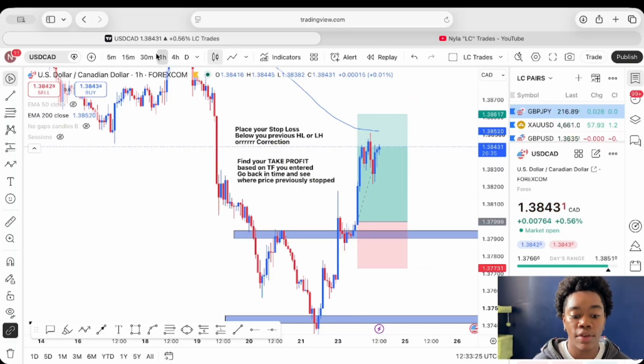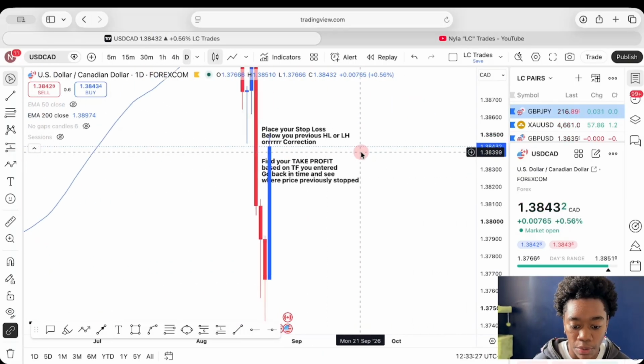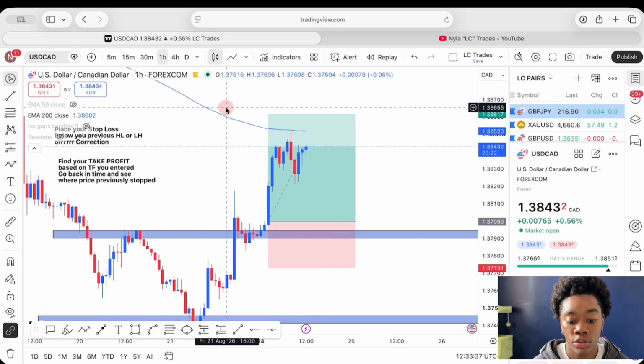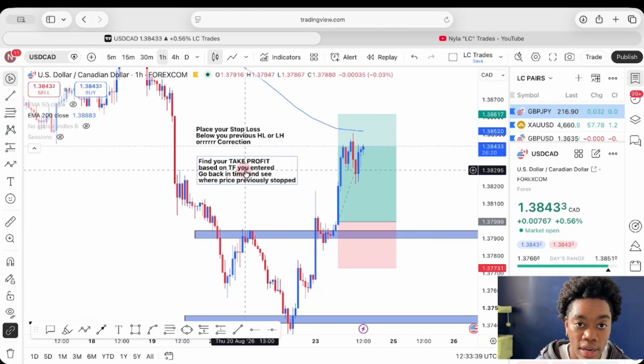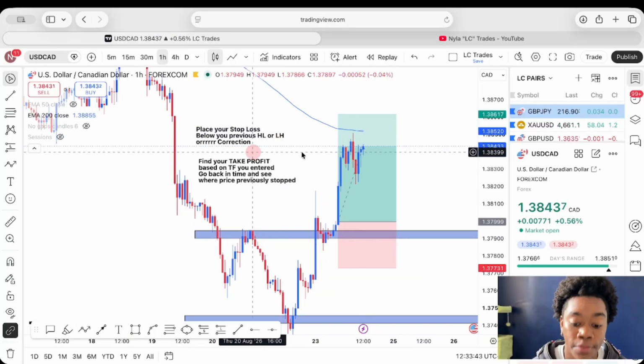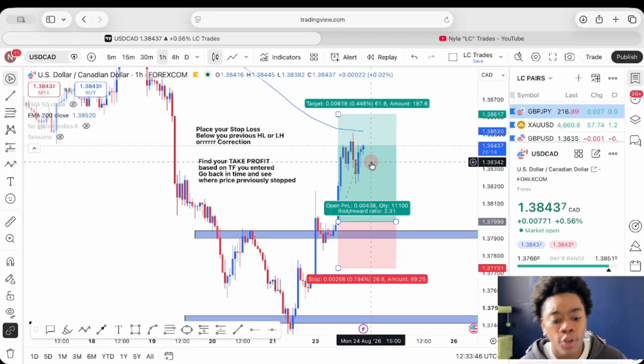Some people will say if you entered on 1 hour, you can have a daily take profit, but just know you will be in that trade. That is swing trading. That is not day trading. If you're okay with swing trading, then yeah, do it that way. But for the day traders, if you entered on the 1 hour, find a 1 hour take profit. If you entered on the 15 minute, find a 15 minute take profit. What in the world are y'all doing finding 4 hour daily take profits and you're not even a swing trader?